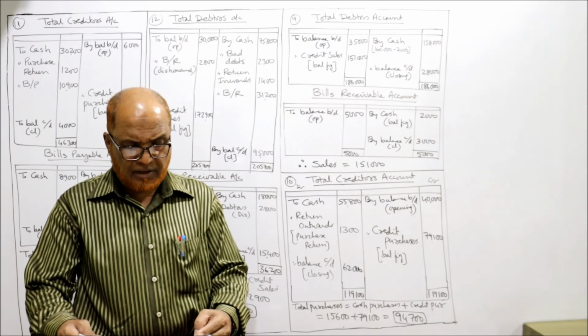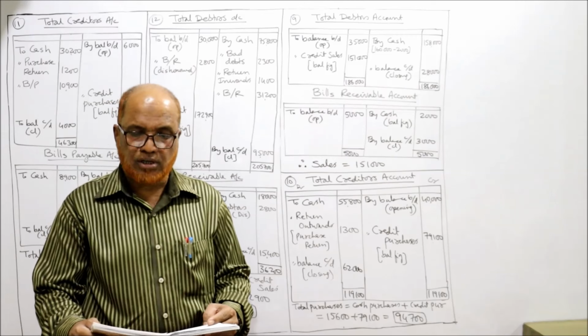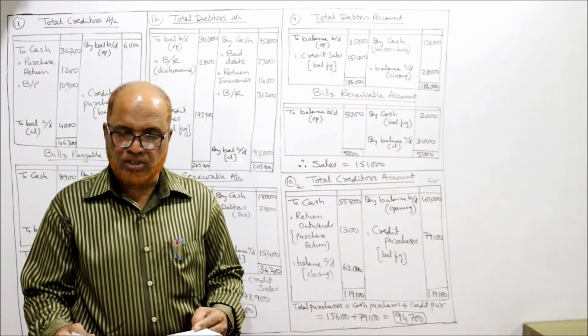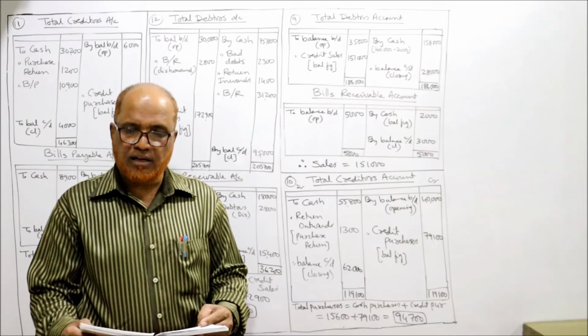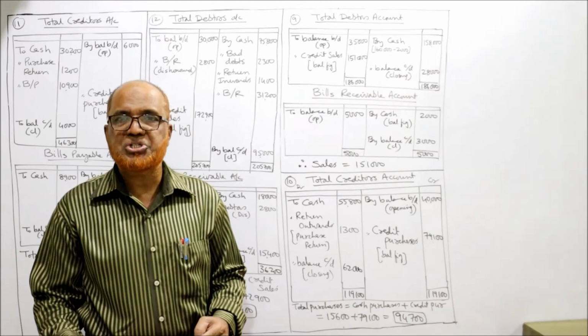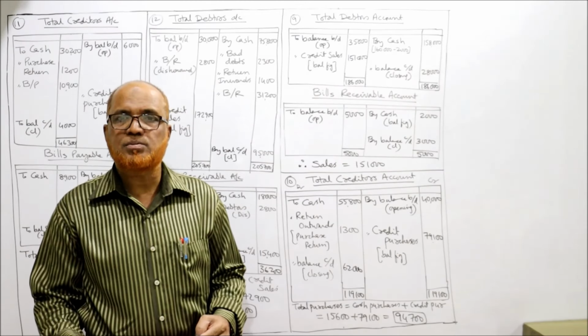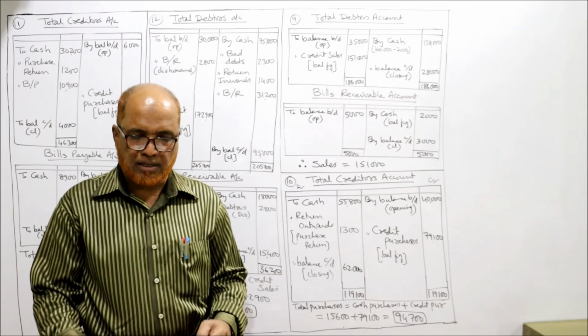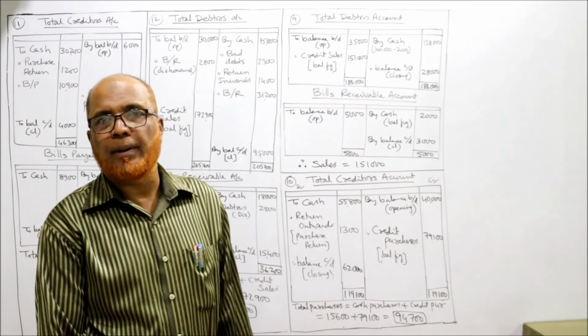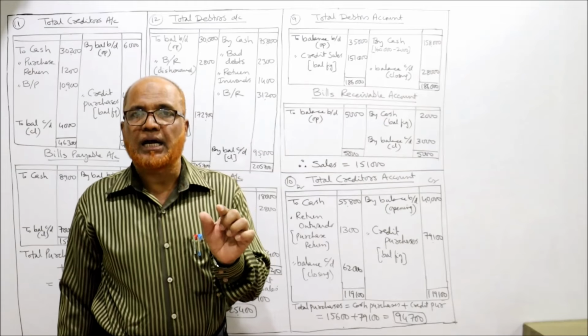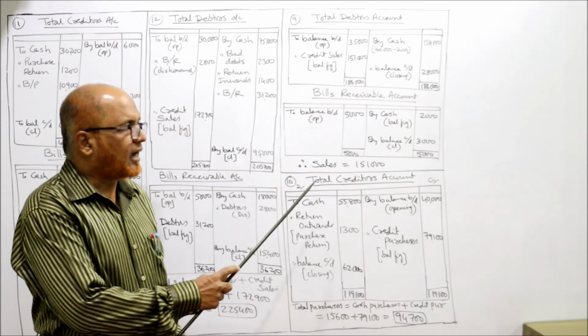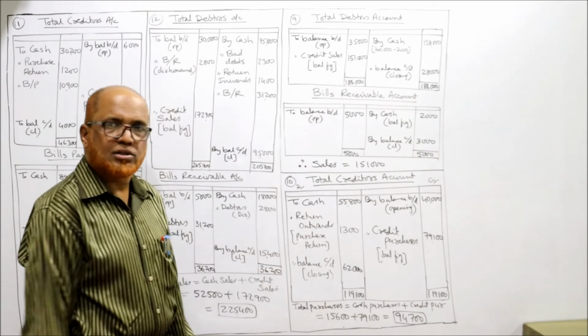Creditors at the beginning of the year, 1st January, are 40,000. Cash paid to creditors 55,800. Return outward means purchase return, and closing creditors are given. We are not given bills payable. We are given only creditors, right? So we open the total creditors account.